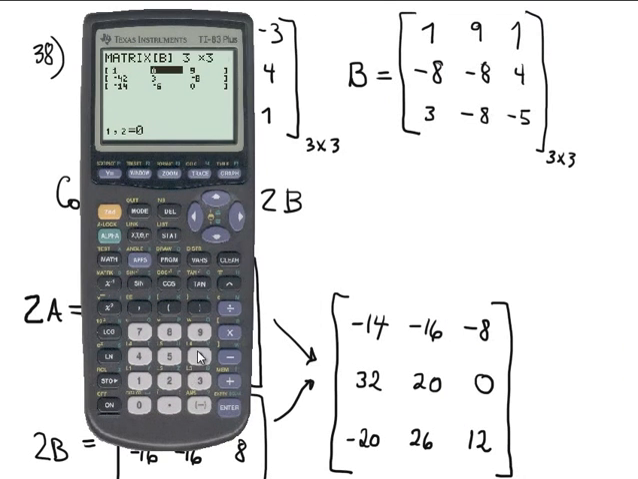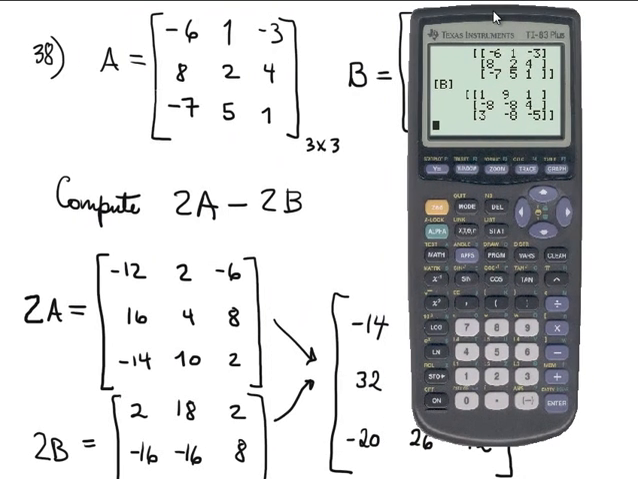Now matrix B, second matrix, editing B, again 3 by 3, the entries in this case are 1, 9, 1, negative 8, negative 8 again, 4, 3, negative 8, and negative 5. Now let's check, second mode, second matrix, matrix B. We're checking, yes, good.